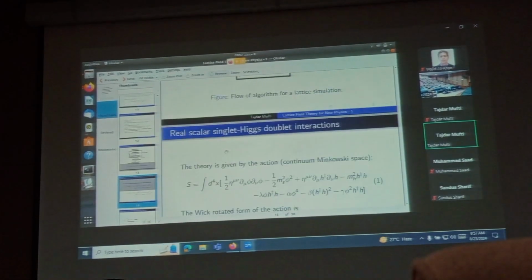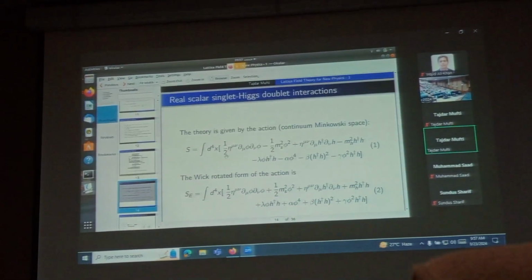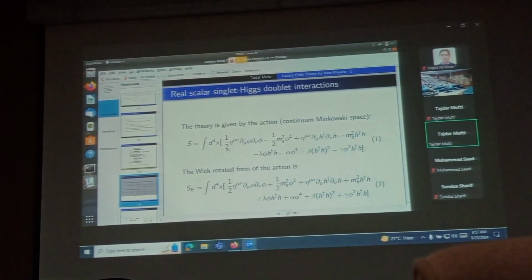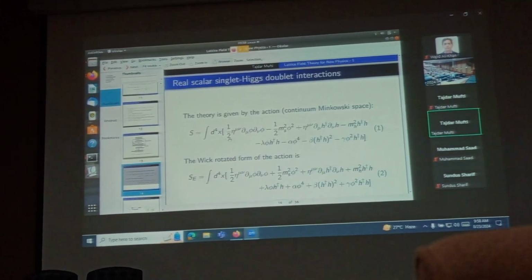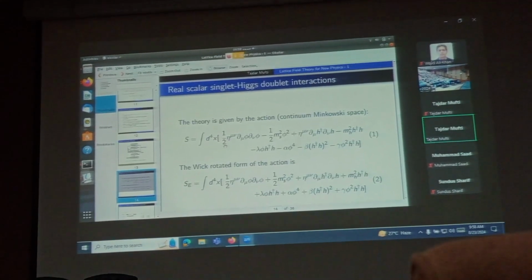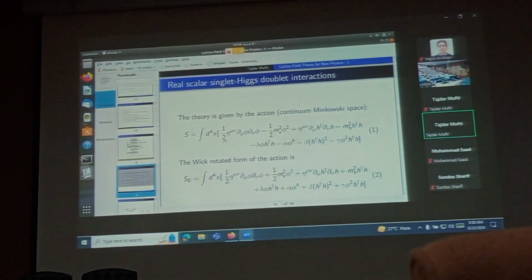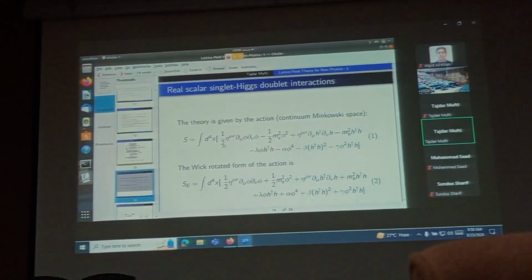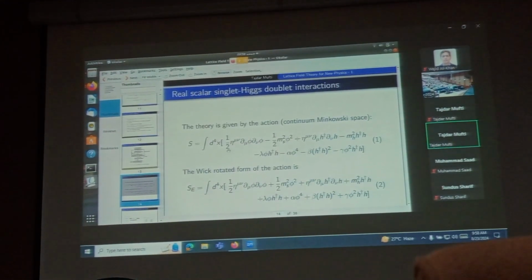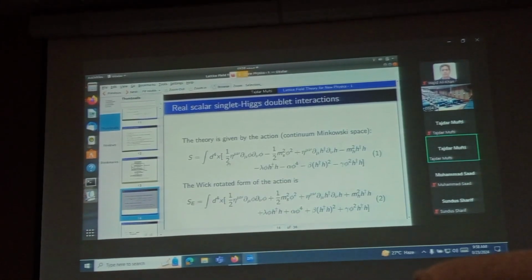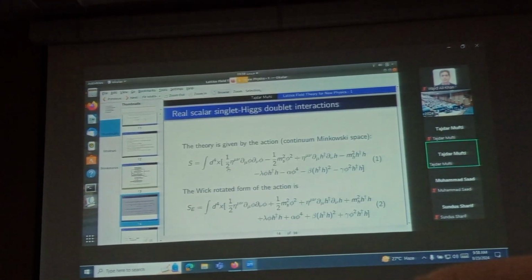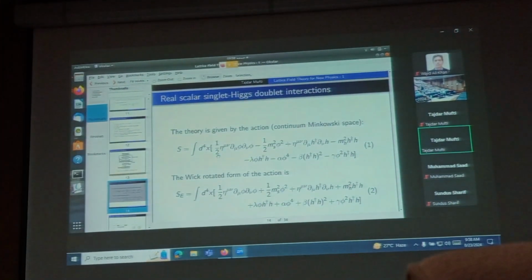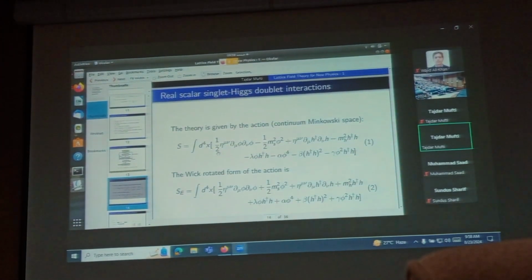Okay, so for our model, we have a real singlet. We have a Higgs with an SU(2) structure, which is this one. Notice that the minus sign is there. I didn't put a positive sign here because the problem that I mentioned has nothing to do with the Higgs mechanism, so we are not worried about the Higgs mechanism. One can just write a minus sign there.